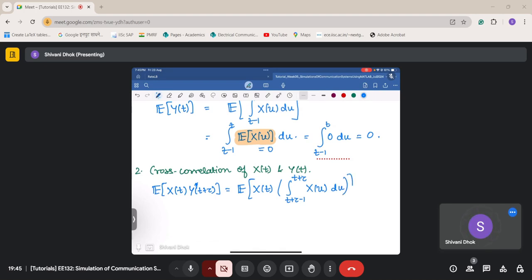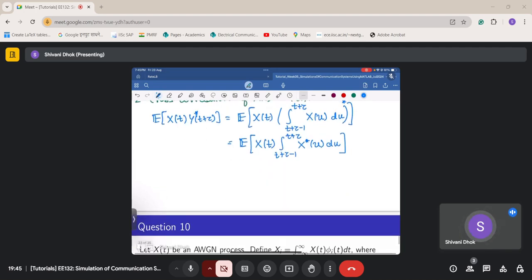Okay. So now what, and there is a conjugate here. So this you can write as expectation of x of t, integral from t plus tau minus 1 to t plus tau, x conjugate of u du.